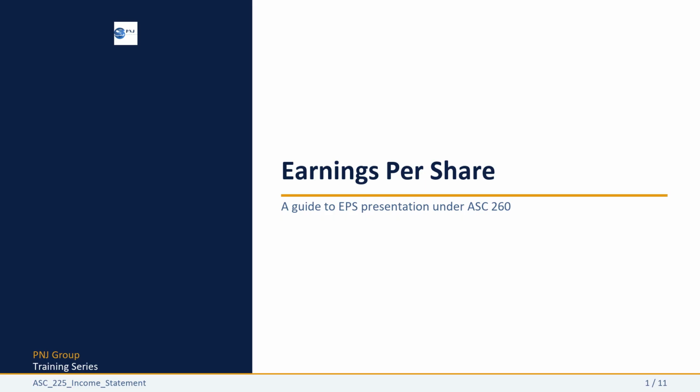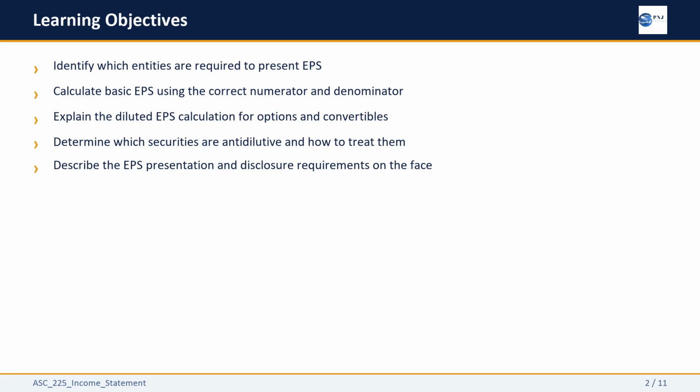Earnings per share, EPS, is one of the most visible and most litigated numbers in financial reporting. It sits right on the face of the income statement. It drives stock prices, and it is scrutinized by investors and regulators alike. In this section, we break down exactly how it is calculated, what can go wrong, and what you are required to show. By the end of this section, you will be able to identify which entities must present EPS on the face of their income statement.